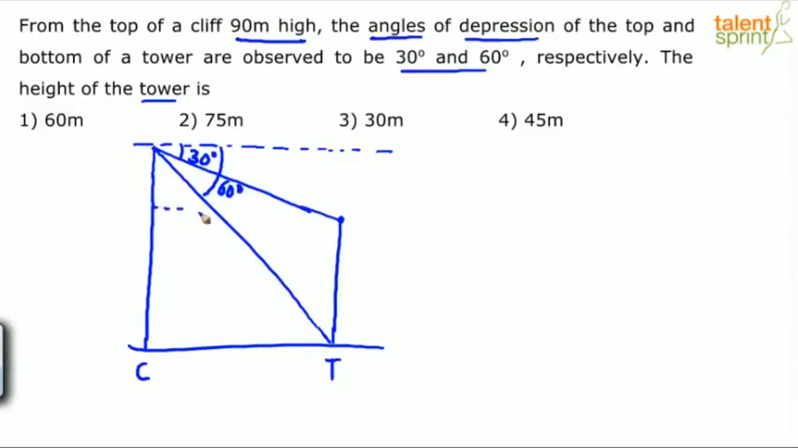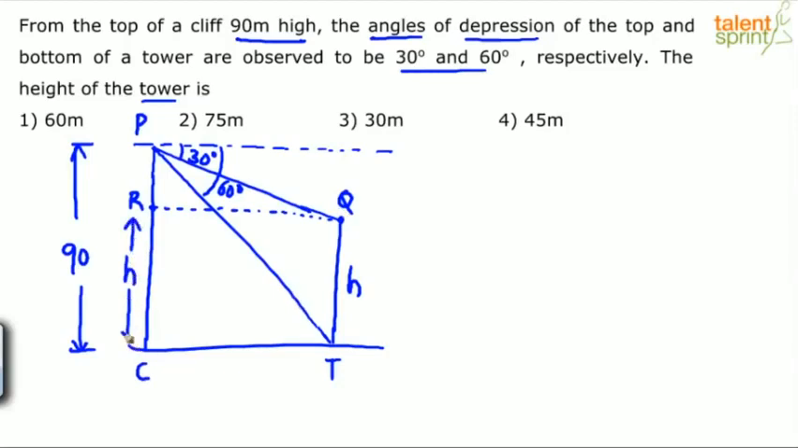Now let us also draw a horizontal line here. See, the height of the cliff is 90. The total height is 90 meters. Let us assume the height of the tower to be h. If you want, we can take this as point Q, and let's take this point as point R. Now, if you look at it, CR, which is parallel to TQ, can be taken as h. And PR can be taken as 90 minus h.